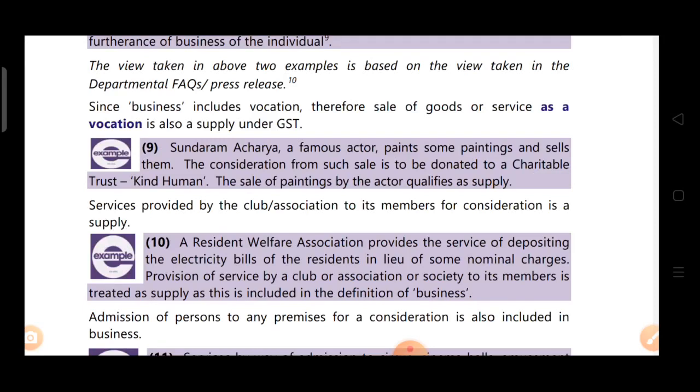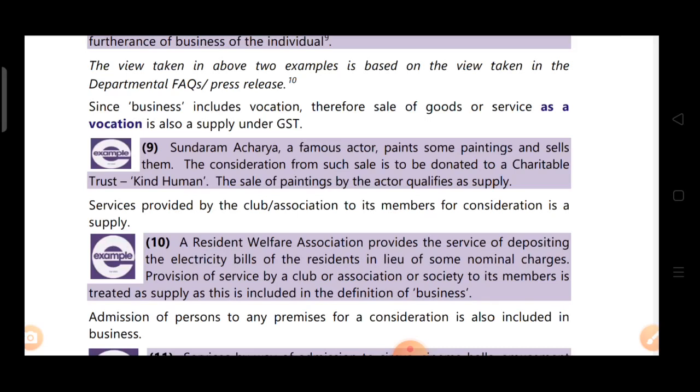Now in this we can clearly see that it is not in the course of furtherance of business. So this condition of supply is missing over here. But we can see that it is covered in the definition. This is the case of vocation. Sundaram Acharya is a famous actor, so this means the supply is made as a vocation.